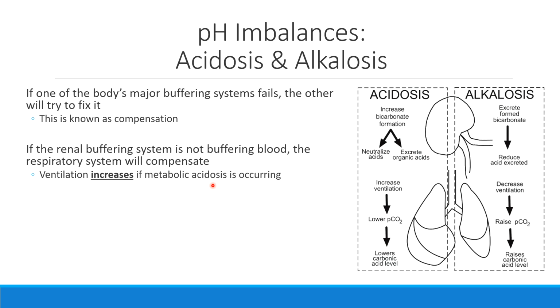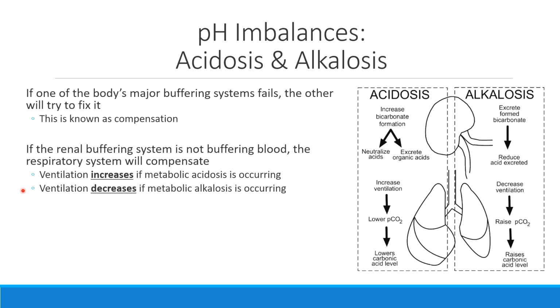If we release more carbon dioxide, that helps the blood pH to go up. So just like we were talking about with how the respiratory buffering system normally works, we see that here in metabolic acidosis. And in metabolic alkalosis, so again, we're having a problem with our bicarbonate levels, ventilation will decrease. That's going to help us to hold on to carbon dioxide to help lower our pH to get it back to normal.